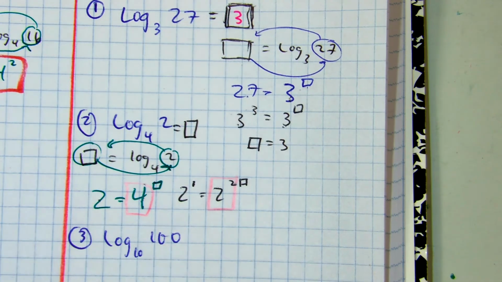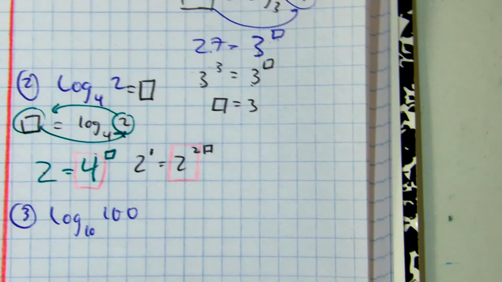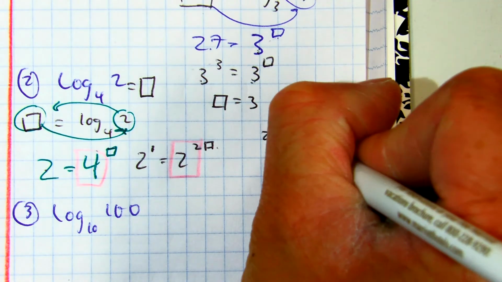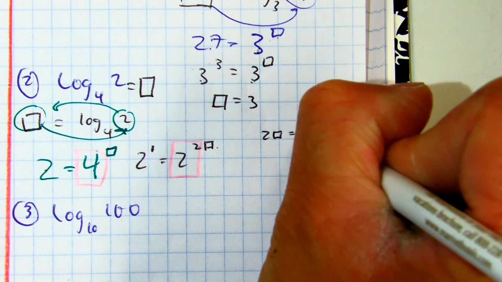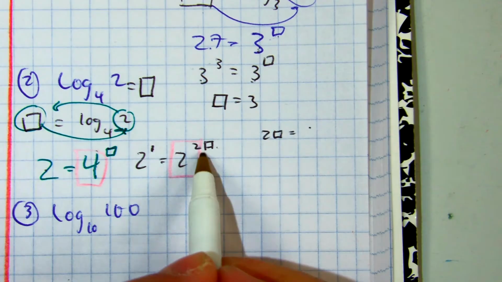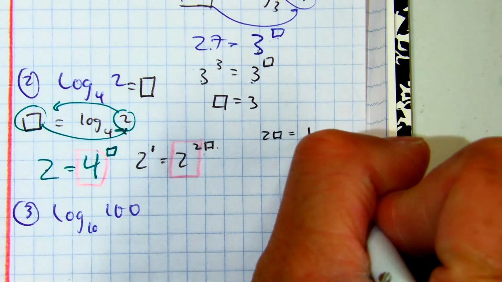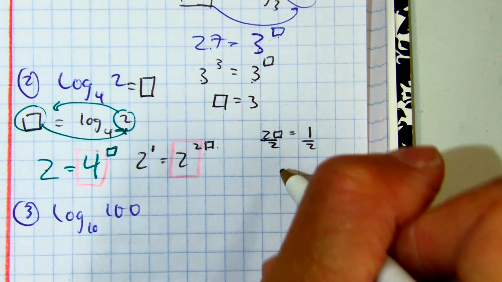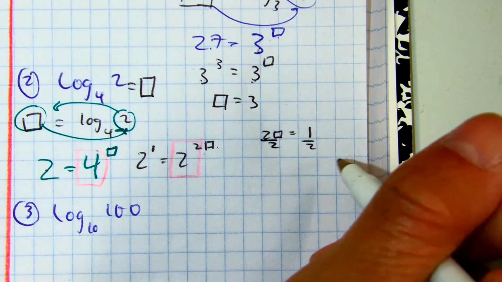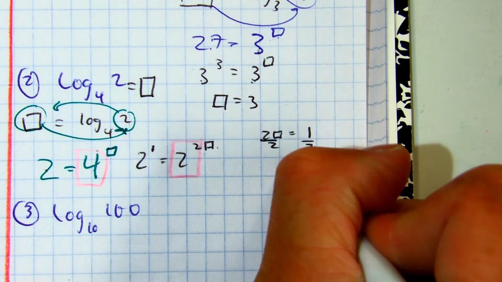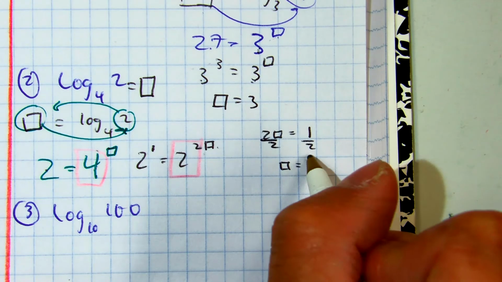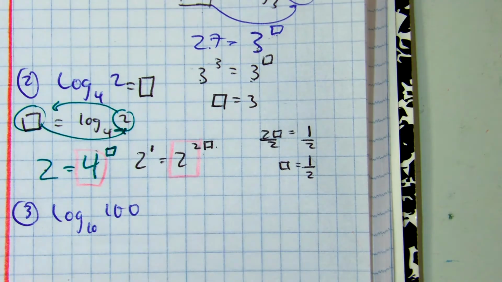Okay. 2 times, and if you need to do a side problem, you can. 2 times a box equals what number? 4. Equals 1. And if you need to solve for the box, you can just divide by 2. If you're confused with the box, you can use a variable x or y. But I just want to make sure you're not solving. The box is equal to what? 1/2.